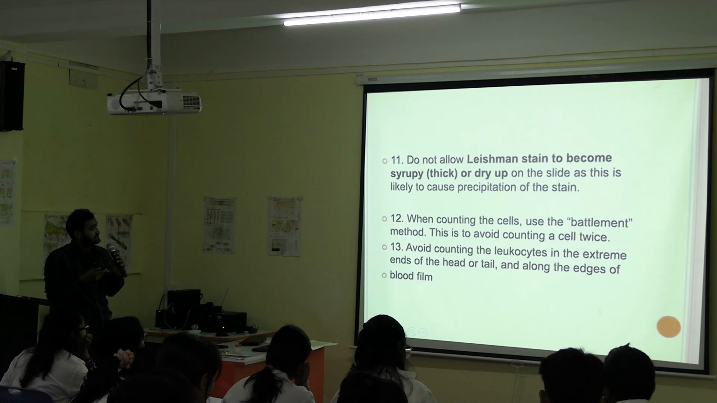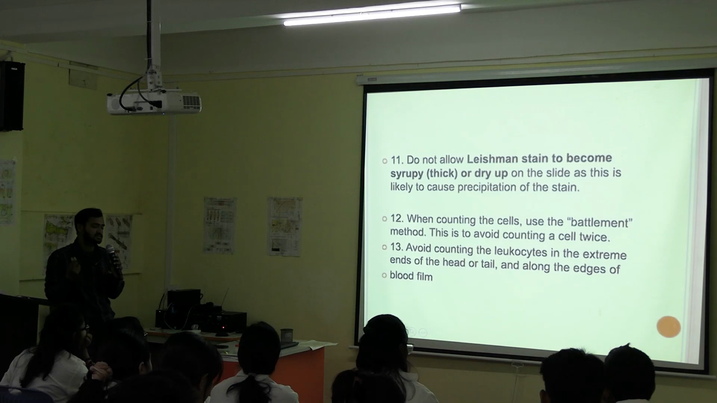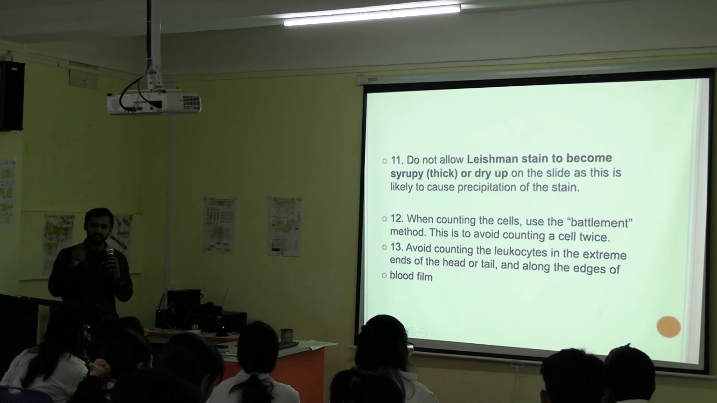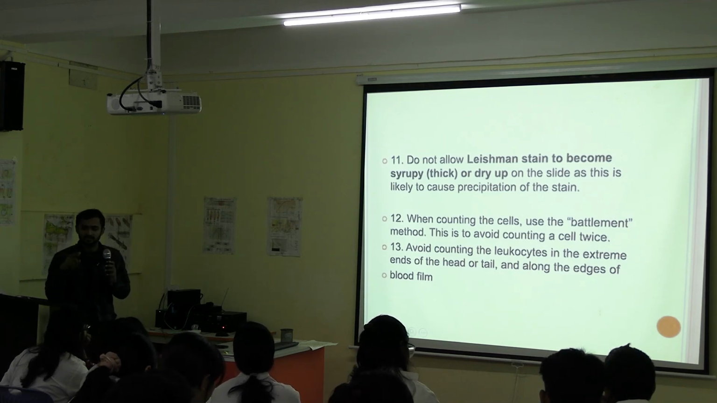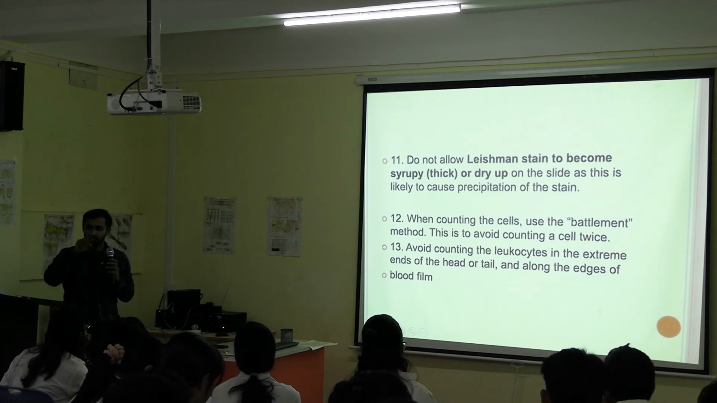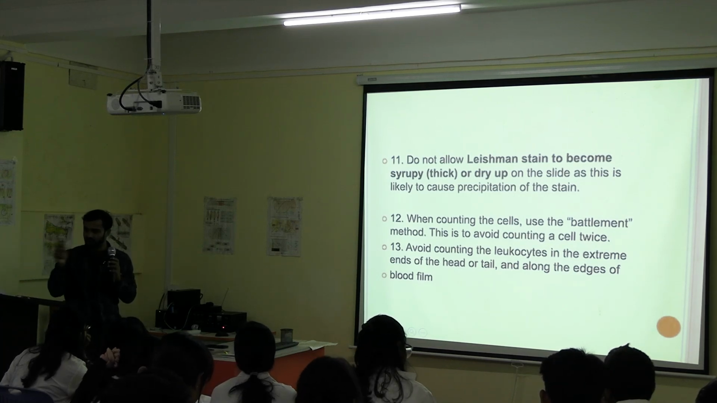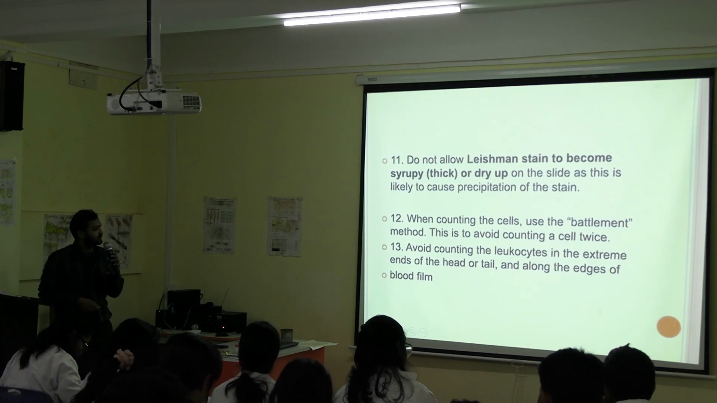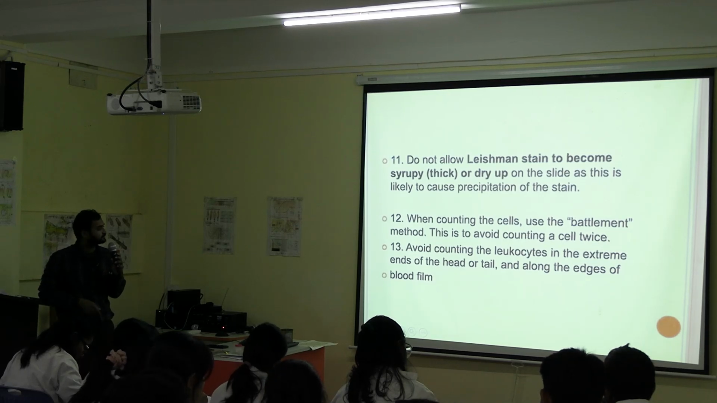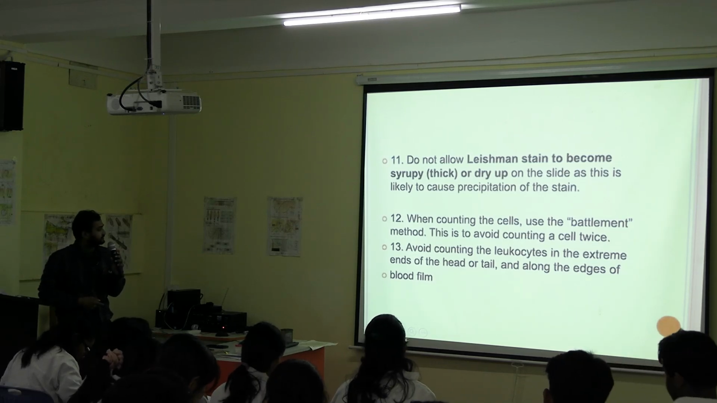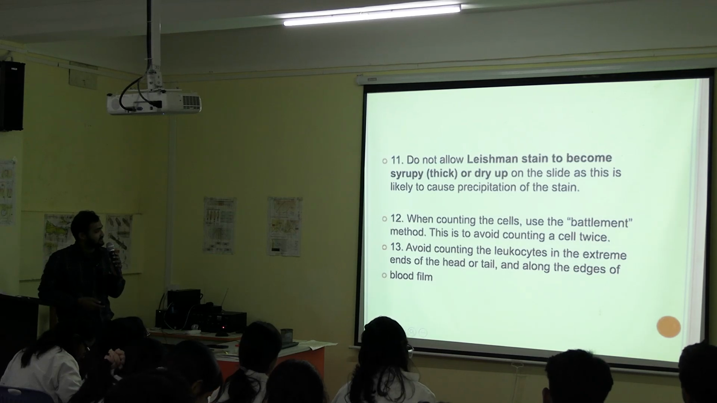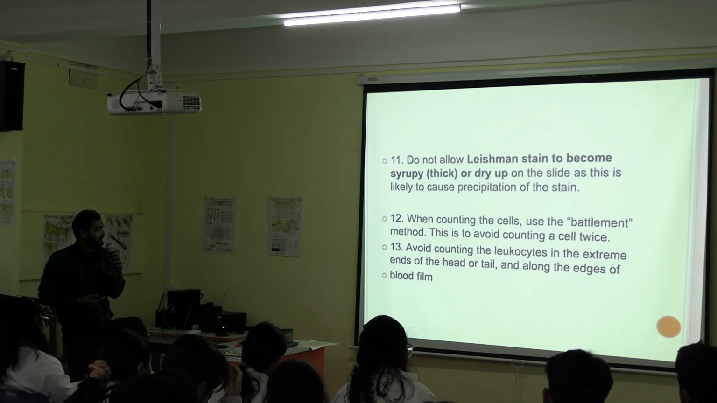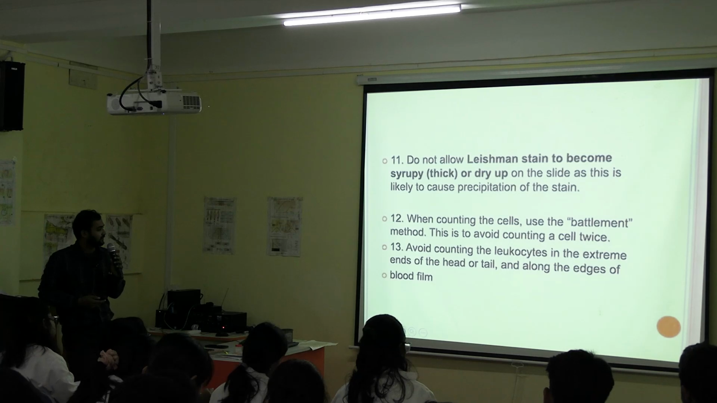So when counting the cells, use the battlement method. This is to avoid counting a cell twice. You have done a zigzag. In case of the WBCs, RBCs, you have followed that L rule. You have gone from right to left, again from left to right. So this is known as the battlement method. We are using this method to avoid counting a cell twice, and to avoid counting the leukocytes in the extreme ends of the head or tail, along the edges of the blood film.